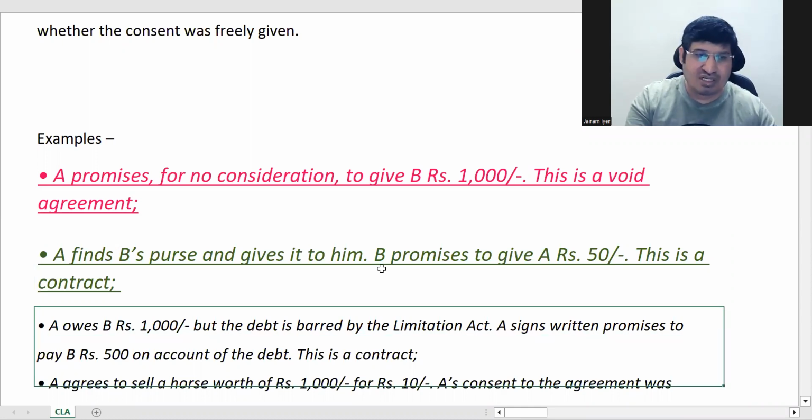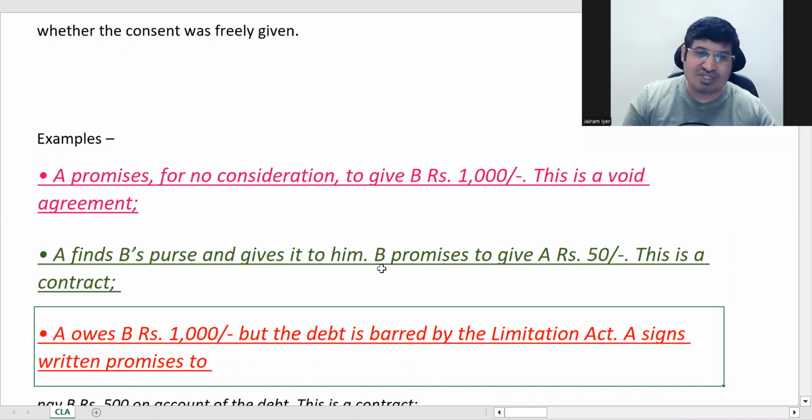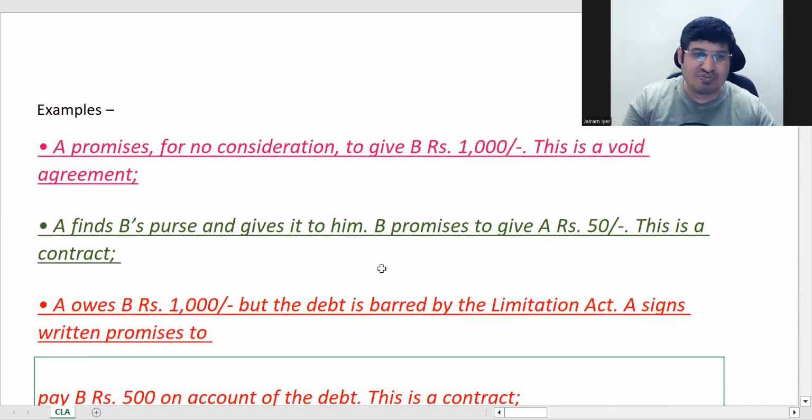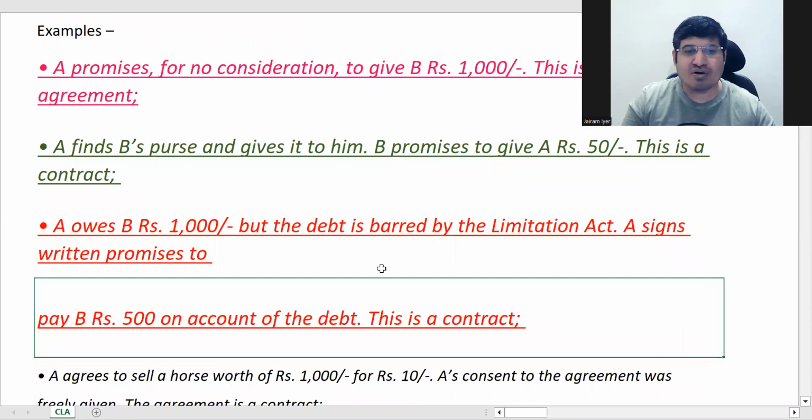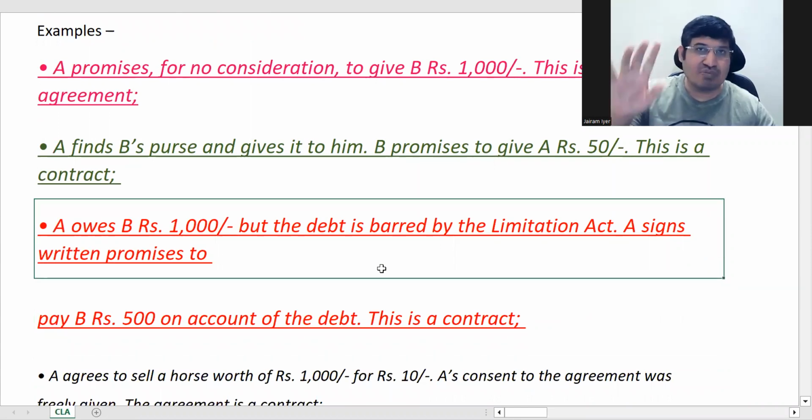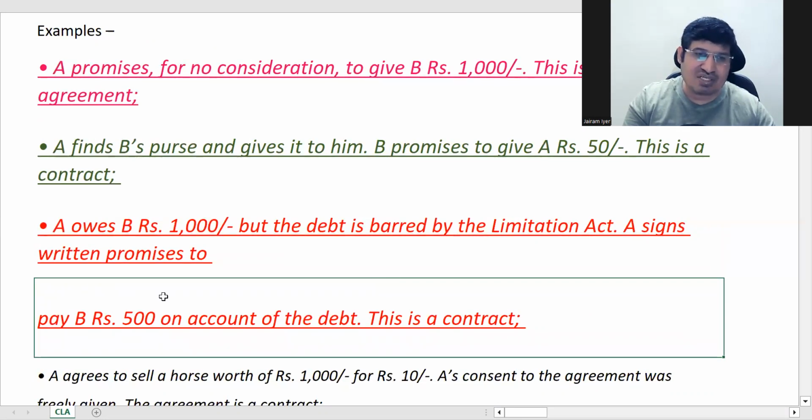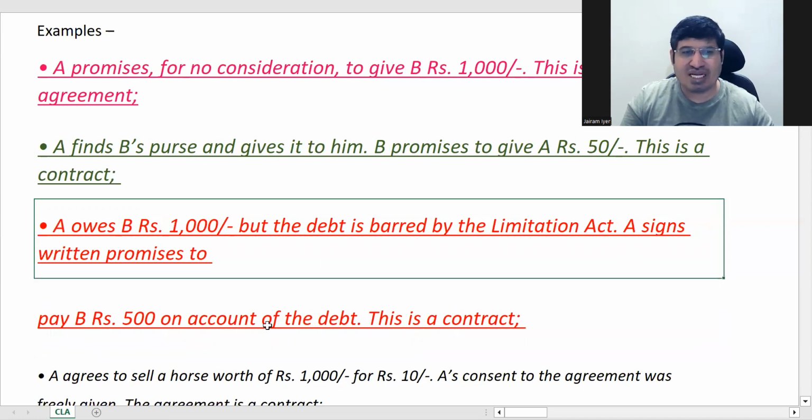Then next is A owes B rupees 1,000, but the debt is barred by the Limitation Act. A signs a written promise to pay 500 on account of the debt. This is a contract. That's the limitation point which I explained. It's not necessary that he always signs for a lesser amount. The main point is, after the Limitation Act, if he is signing something that he will unilaterally give, that is a contract. He can undertake it before the limitation period or after also. That's not a problem.